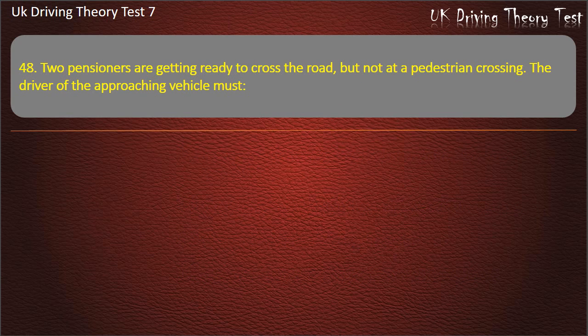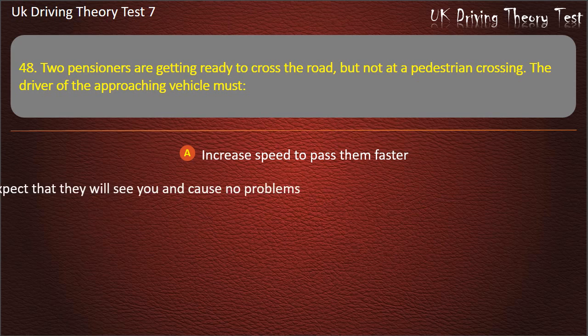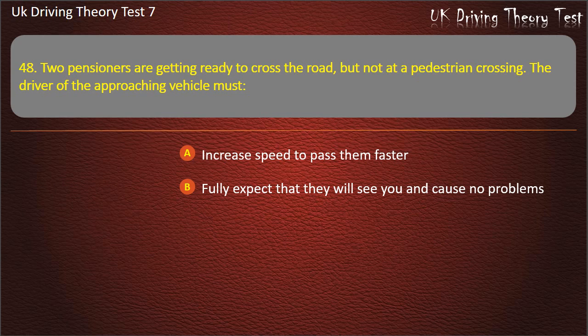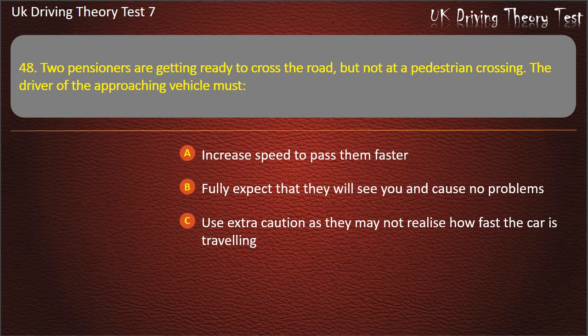Question 48. 2 pensioners are getting ready to cross the road, but not at a pedestrian crossing. The driver of the approaching vehicle must increase speed to pass them faster. Fully expect that they will see you and cause no problems. Use extra caution as they may not realize how fast the car is traveling. Come to a stop and allow them to cross. Answer. Use extra caution as they may not realize how fast the car is traveling.